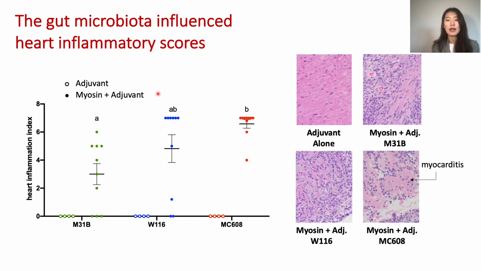Injection of myosin plus adjuvant induced the signs of EAM in all mice, regardless of microbiome, when compared to adjuvant treatment. However, mice harboring the W116 or MC608 showed significantly higher inflammation scores versus those with the M31B microbiome. In these representative H&E stained photomicrographs of the heart tissues, you can see increased inflammatory cell infiltrates in the hearts of all mice with EAM, but there were multifocal inflammatory lesions in the mice harboring MC608.